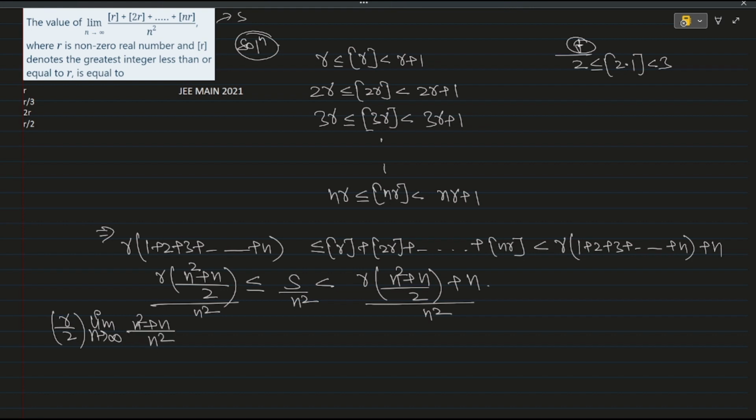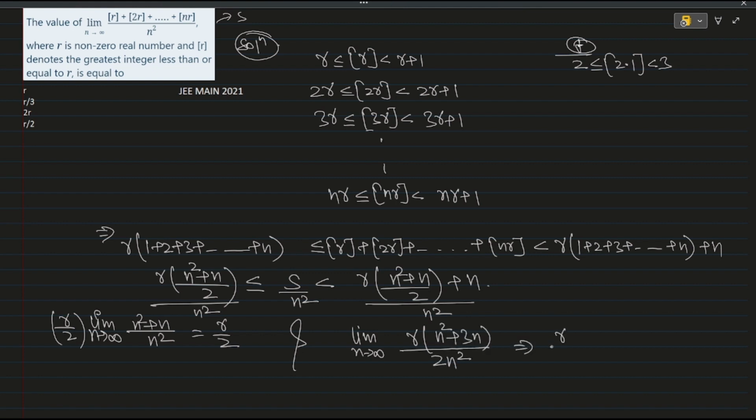Now polynomial over polynomial, both degrees are the same, so the answer will be the ratio of leading coefficients, which is 1. So what is your answer? It's r by 2. In a similar way, if you solve the other side, limit n tending to infinity, take the LCM and solve this. So this is r, this side 2n plus n, so 3n, n square plus 3n, and divided by 2n square.